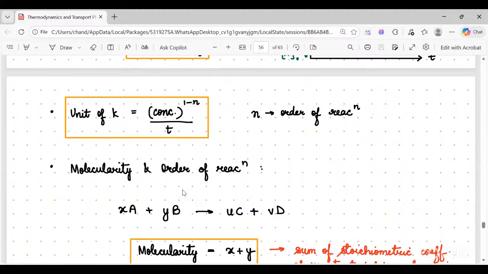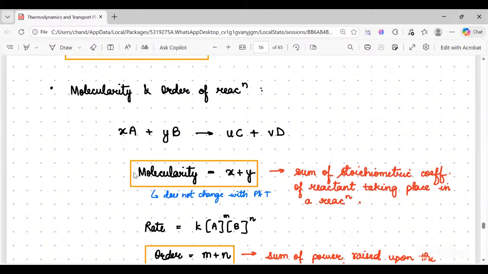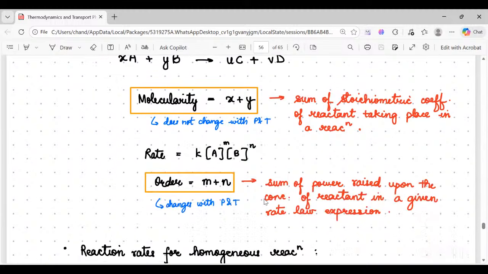N is the order of the reaction. Molecularity: for xA plus yB is equal to uC plus vD, molecularity is x plus y. The sum of all this is nothing but molecularity. So the sum of the stoichiometric coefficients of the reactants taking place in a reaction is this one. It does not change with respect to pressure and temperature.